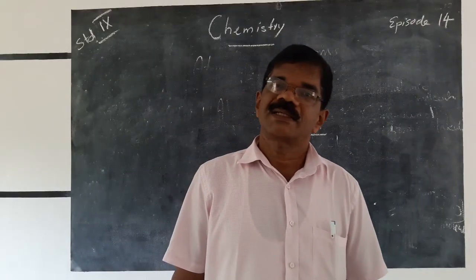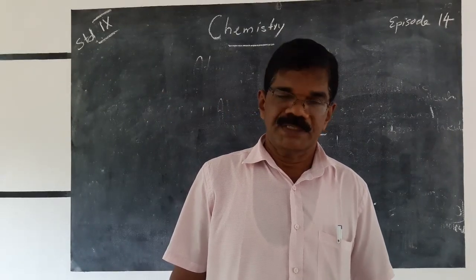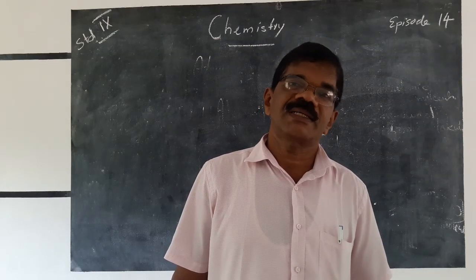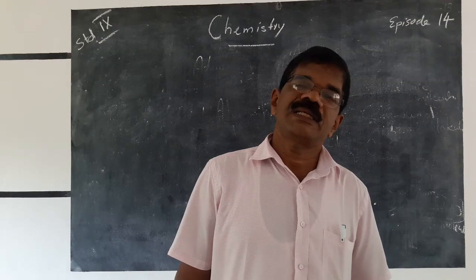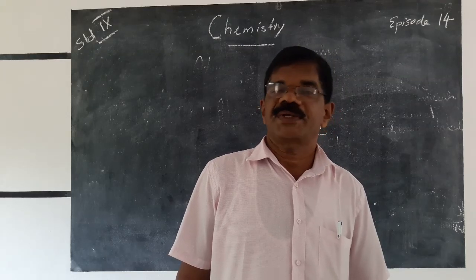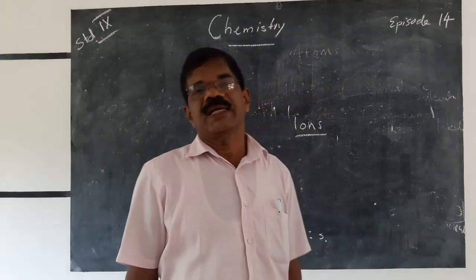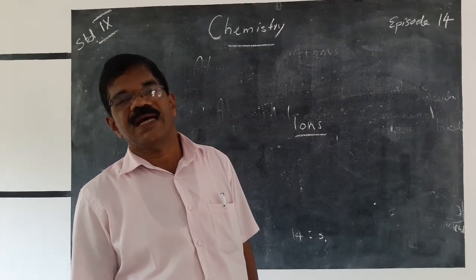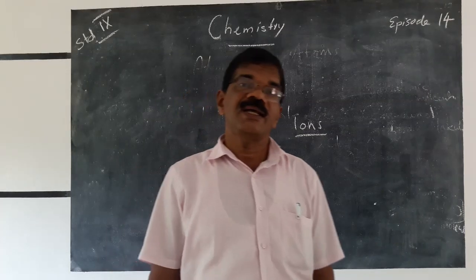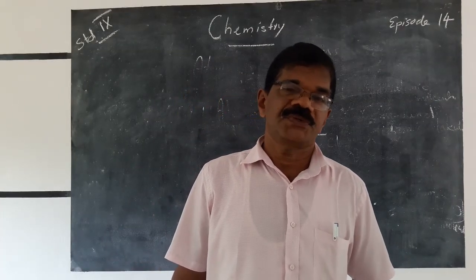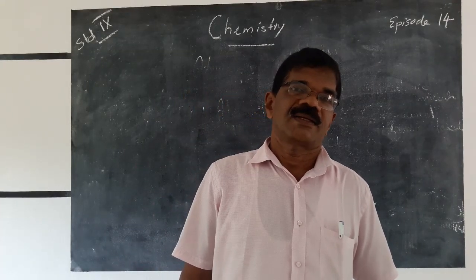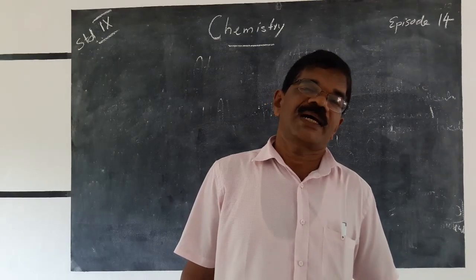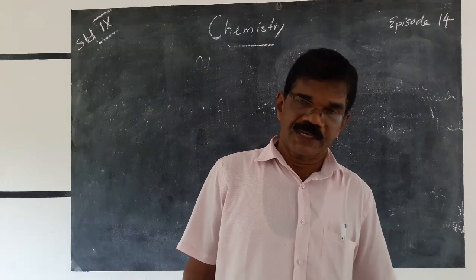They are charged species. When they dissolve in water, they split up into sodium ions and chloride ions. These charged species or charged atoms are called ions. Do you know what I am saying? In the previous class we studied that all atoms are neutral. Why?